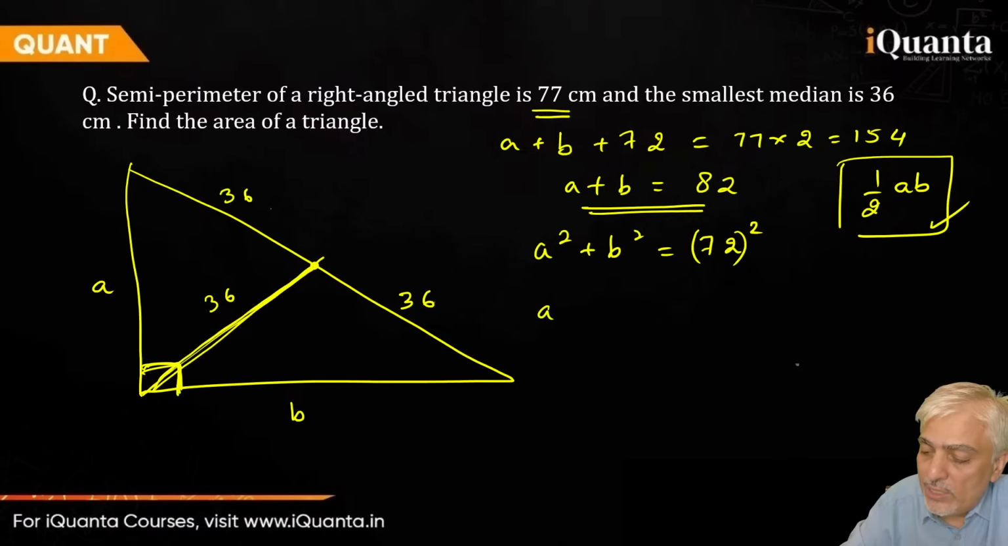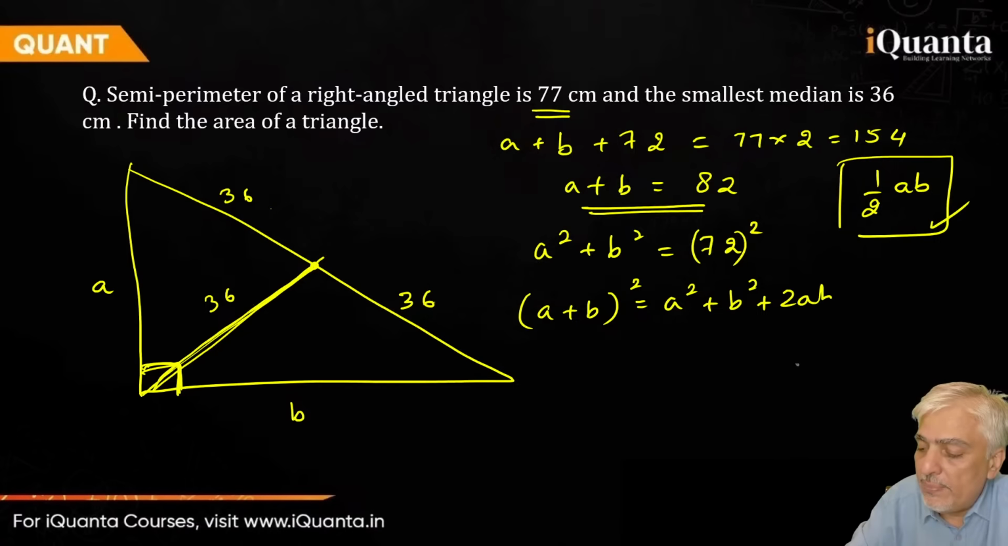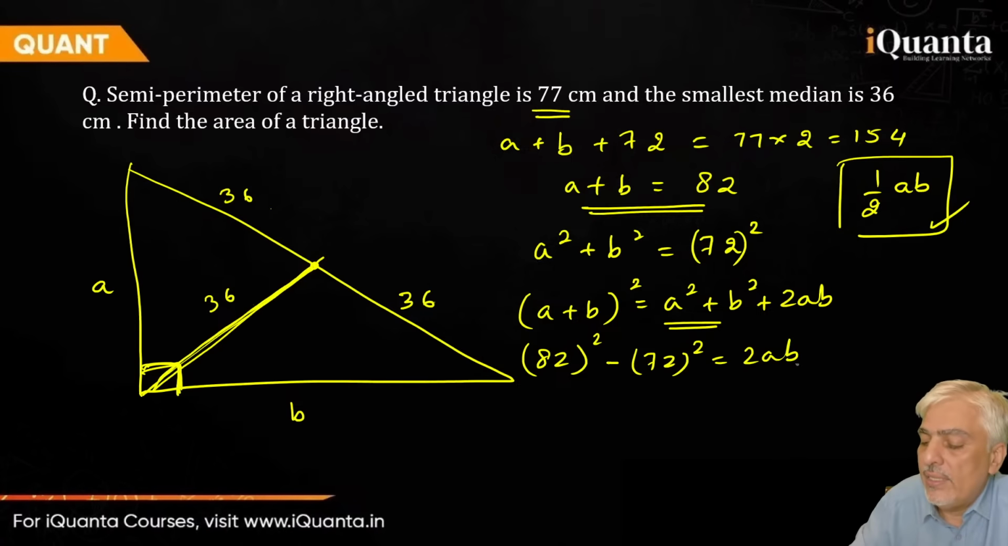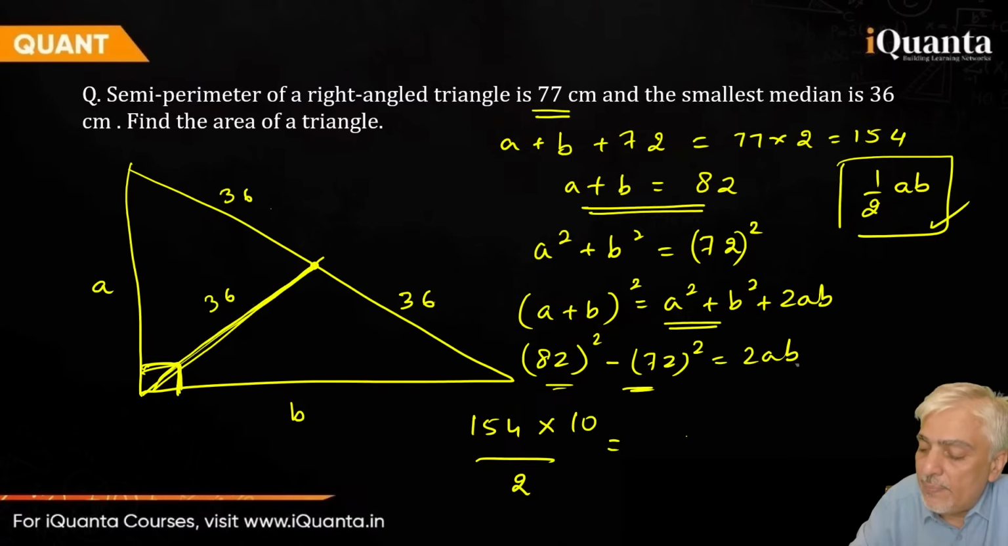So use the A plus B the whole square formula. A plus B the whole square is A square plus B square plus 2AB. A plus B is 82, so 82 square. A square plus B square is 72 square. Bring it on the left side: 82 square minus 72 square is 2AB. Use the A square minus B square formula. 154 multiplied by 10 upon 2 is AB.